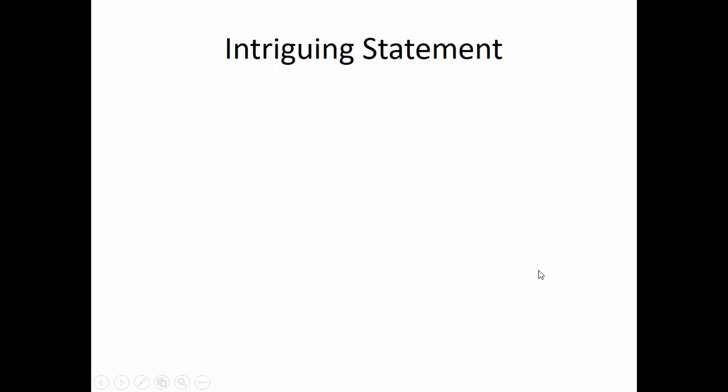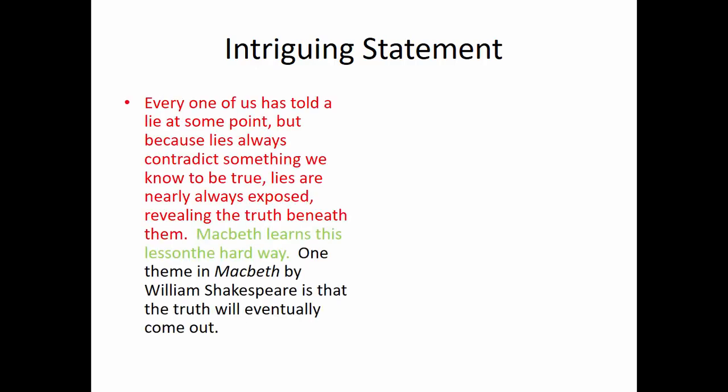Let's say we have a topic and we really want to start with some sort of intriguing statement. It might look something like this. Look at the red. This is the hook. Every one of us has told a lie at some point. Well, that's intriguing, right? But because lies always contradict something we know to be true, lies are nearly always exposed, revealing the truth beneath them. So that's intriguing in the sense that it makes the reader go, huh, I need to think about that.